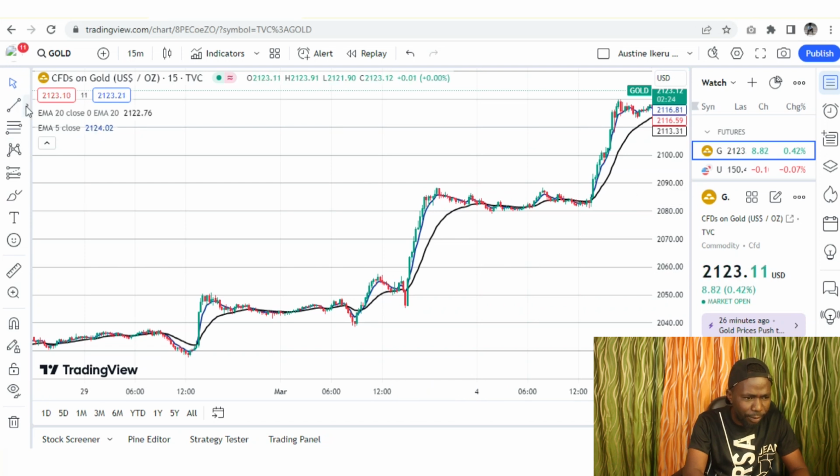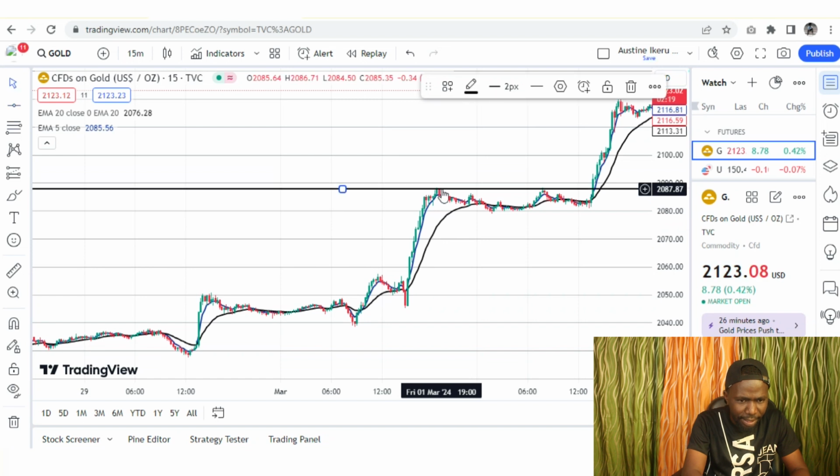Right? So if you watch, this is another previous resistance level. Let me draw it for you to see what I'm talking about. This is another previous resistance level. Right? This is another previous resistance level. You can clearly see it. This is a resistance level.